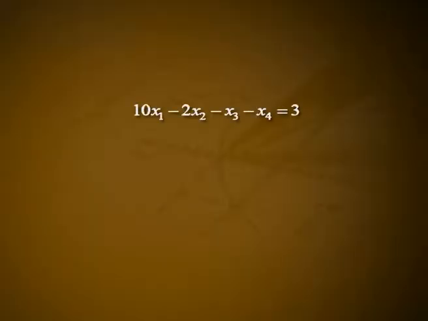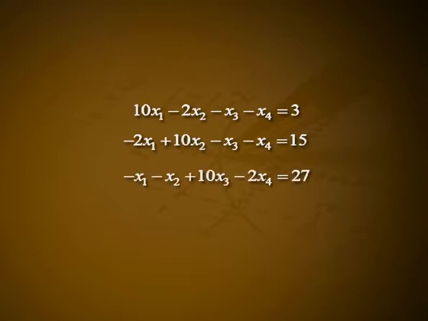Problem 1. Solve the following system of equations using A. Jacobi's iteration method and B. Gauss-Seidel iteration method. 10x1 minus 2x2 minus x3 minus x4 equal to 3, minus 2x1 plus 10x2 minus x3 minus x4 equal to 15, minus x1 minus x2 plus 10x3 minus 2x4 equal to 27, and minus x1 minus x2 minus 2x3 plus 10x4 equal to minus 9.